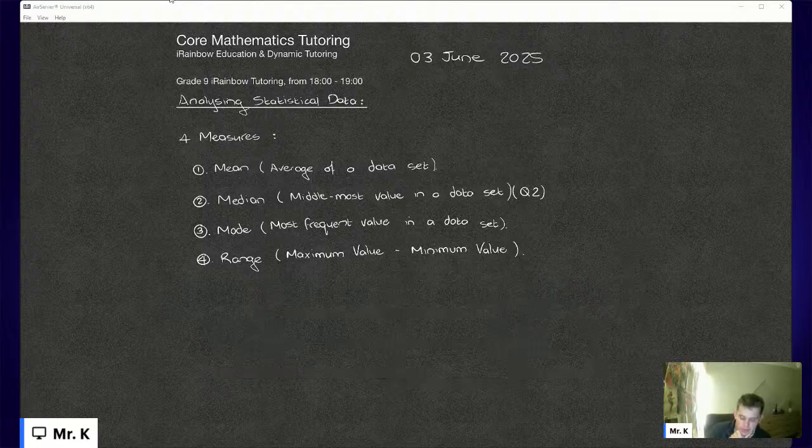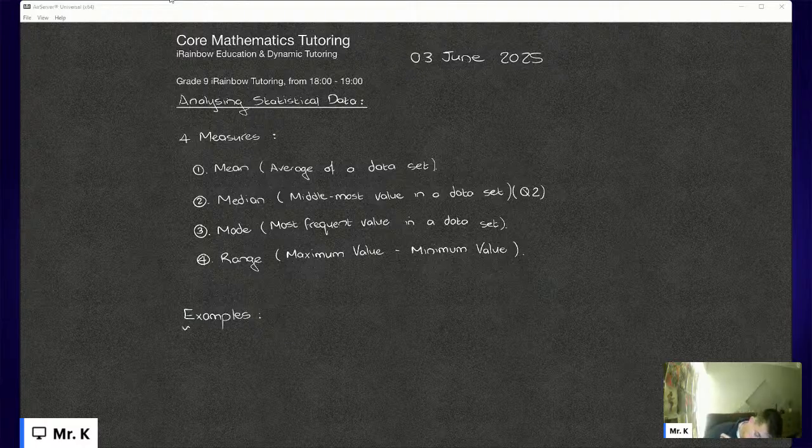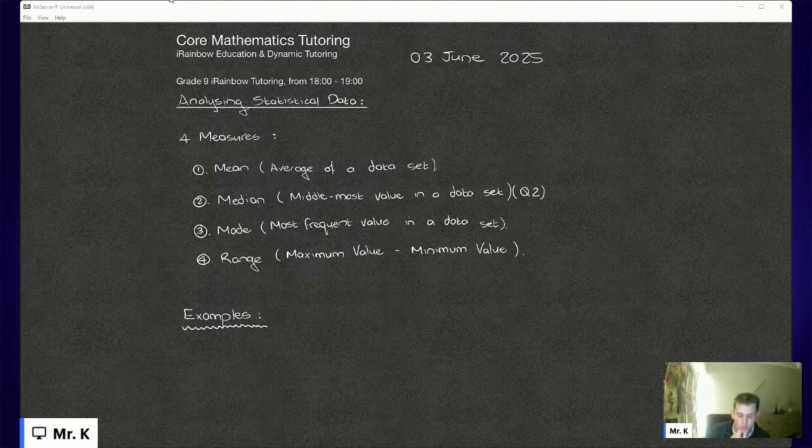These are the four things that we need to know, and we're going to go straight into some examples. I'm going to do just 3 examples with you guys because this is information that you must make sure you are comfortable with applying in your own questions. But how do we calculate the mean, the median, and the mode and the range?